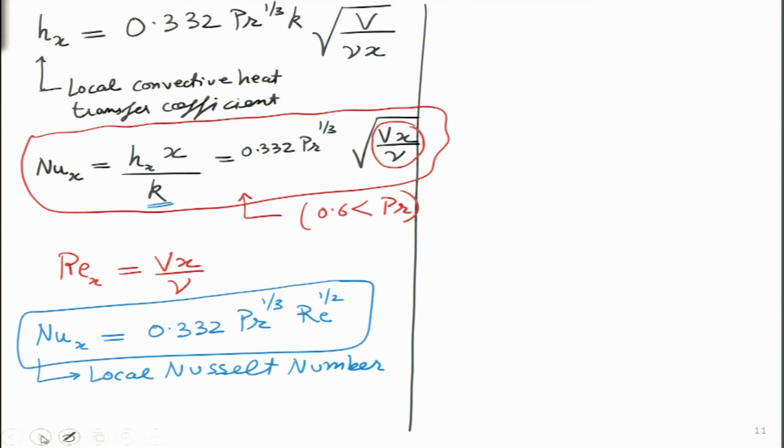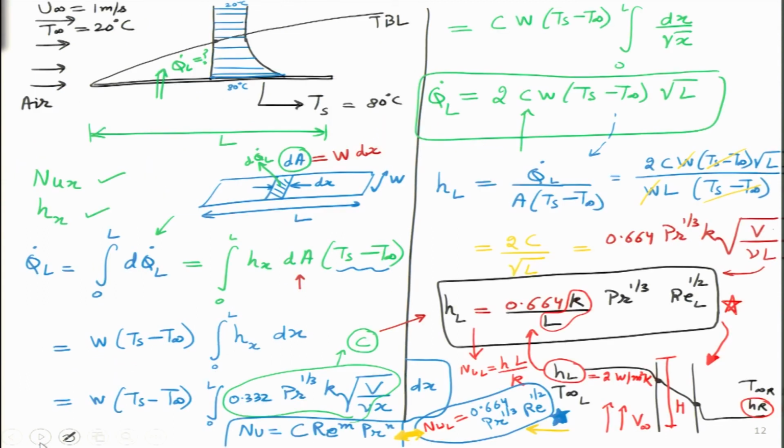So, these things were for momentum, and then similar things we used. This is from the Blasius solution. We used them as inputs, and finally, we obtained these three outputs over here: q dot L, HL and NuL. So, this was the first part that we have looked at today.